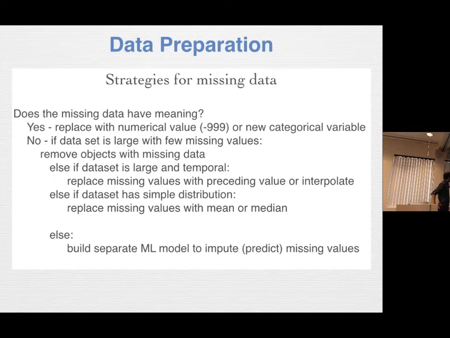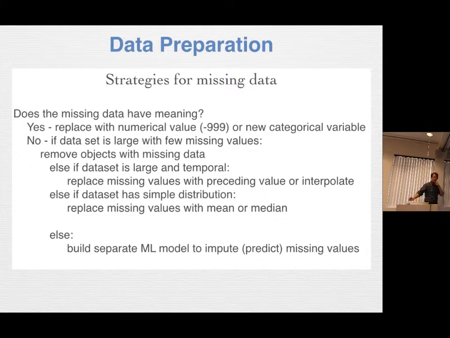Right? Finally, if none of those things are true, if you don't satisfy any of those conditions, it may be that the best thing to do is actually to build an entirely separate machine learning model to predict the missing values. Right? This is something that's fairly common. I've done that before. You can use any type of regression methods to use the features that you do have information for to build a model to predict the missing features. All right? And you do all this with your training set.